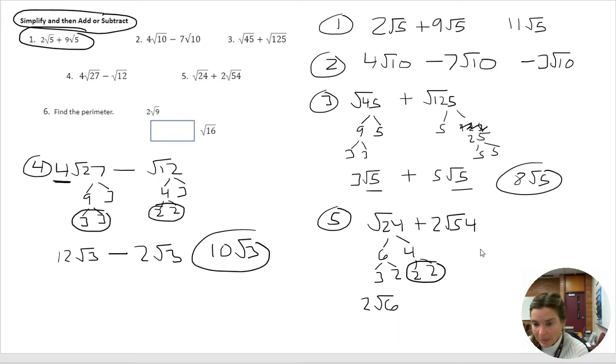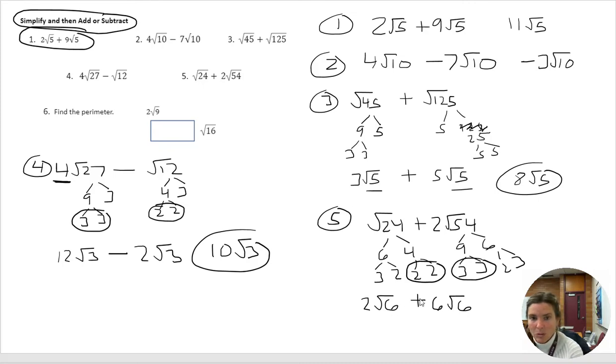And then the 2 roots 54 would be 9 and 6, and 3 and 3, and 2 and 3. So these two 3's come out front. As 1, 3, they multiply by the 2 that's already there, so that's going to be 6 root 6. Now, once we simplify these, we can see that they're now like radicals. A 2 root 6 and a 6 root 6 is an 8 root 6.